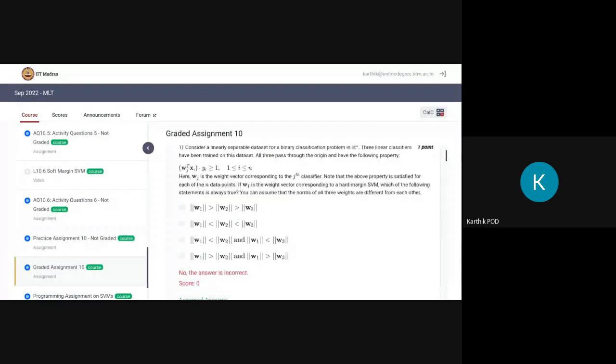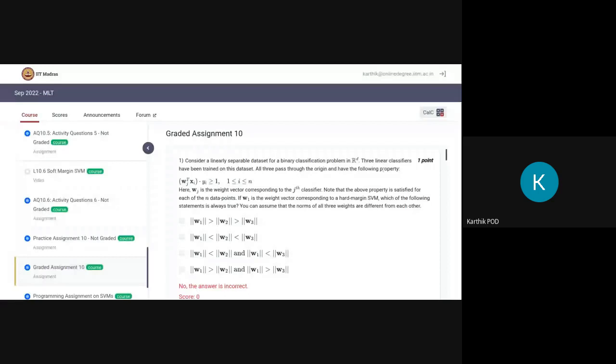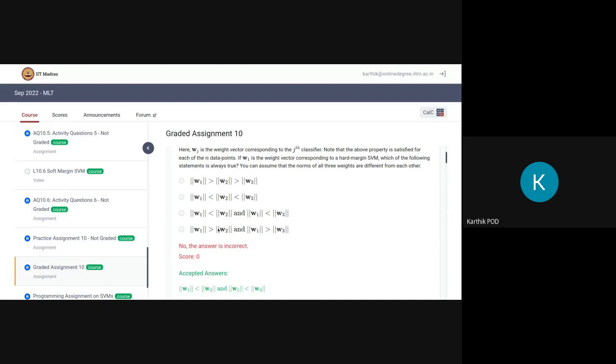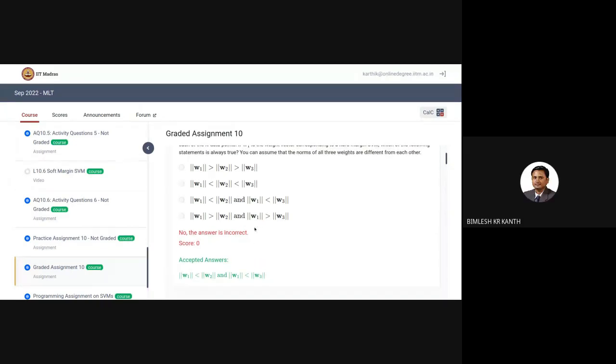You have three. These are all linear classifiers, is it? W1, W2, W3. All these are linear classifiers which satisfy this inequality, right? So you're asking how the norm values or the lengths of these differ. All three weights have different norms. For the SVM, we are trying to minimize norm W square by 2, right? So the SVM's weight vector will have the smallest norm, right?